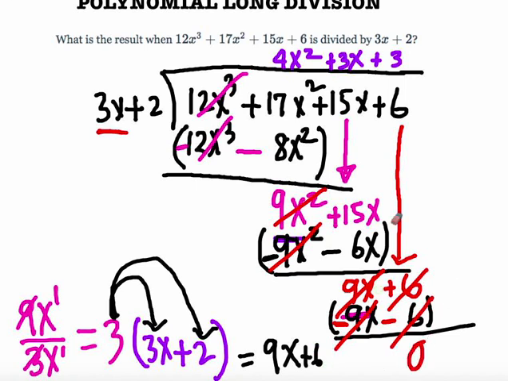So your final answer would then be this. This is going to be the final answer. So this divided by this gives us 4x cubed, 4x squared plus 3x plus 2.